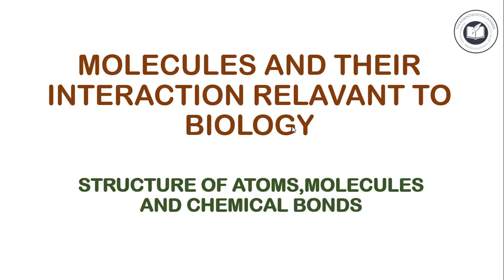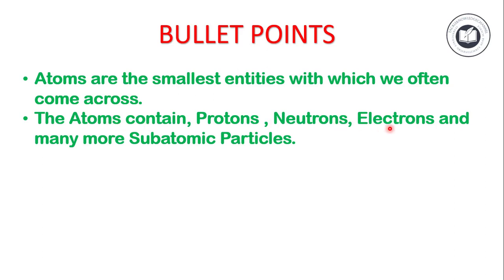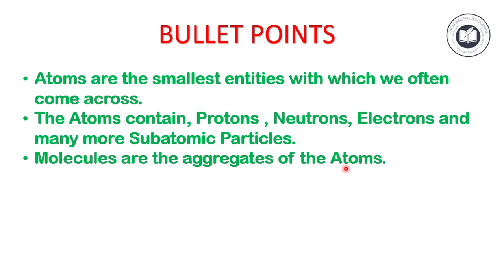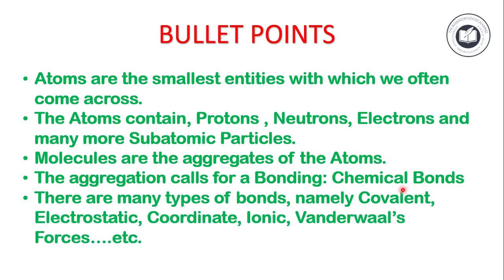The first topic is structure of atoms, molecules and chemical bonds. Bullet points. Atoms are the smallest entities with which we often come across. The atoms contain protons, neutrons, electrons and many more subatomic particles. Molecules are the aggregates of the atoms. Their aggregation calls for chemical bonds. There are many types of bonds, namely covalent, electrostatic, coordinate, ionic, van der Waals forces, etc. So first we will be seeing about the structure of the atom.